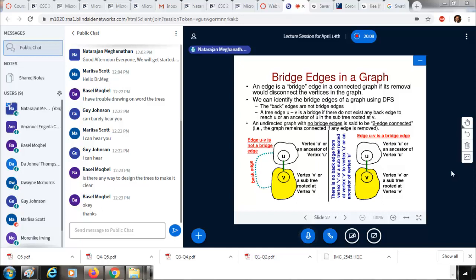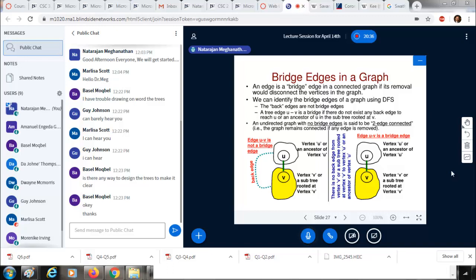So an articulation point, again, is with regard to a vertex. We were doing finding whether a vertex is an articulation point or not. Now, something similar to an articulation point, we can have what is called a bridge edge. So this is now for an edge. We want to decide whether an edge in a graph is a bridge edge or not.